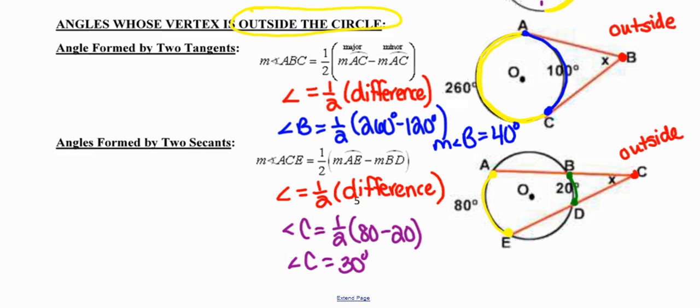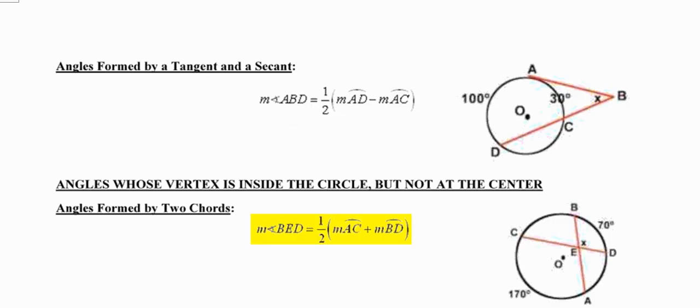But again, when the vertex is outside the circle, the degree measure of the angle is equal to half the difference in the degree measures of the arcs.